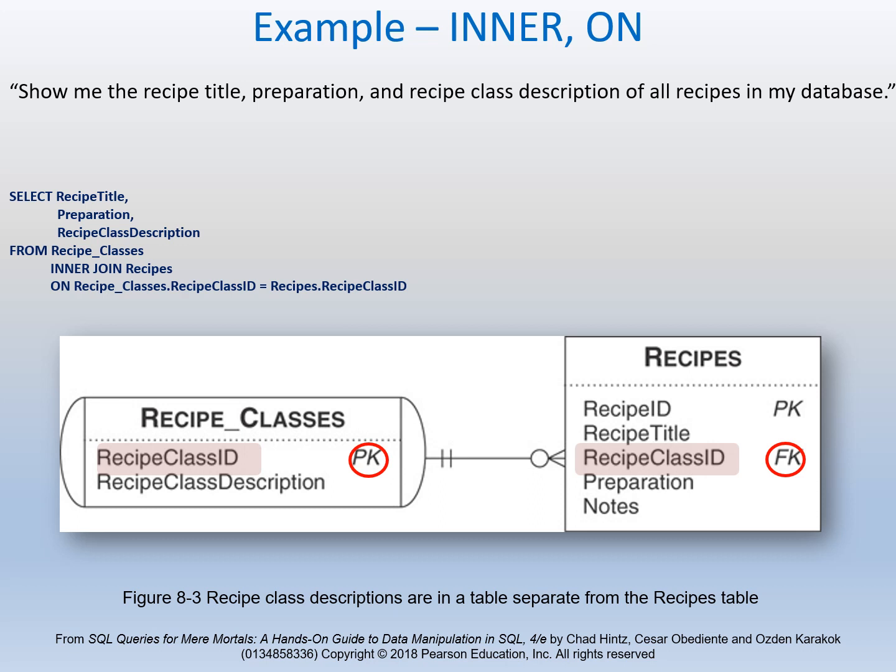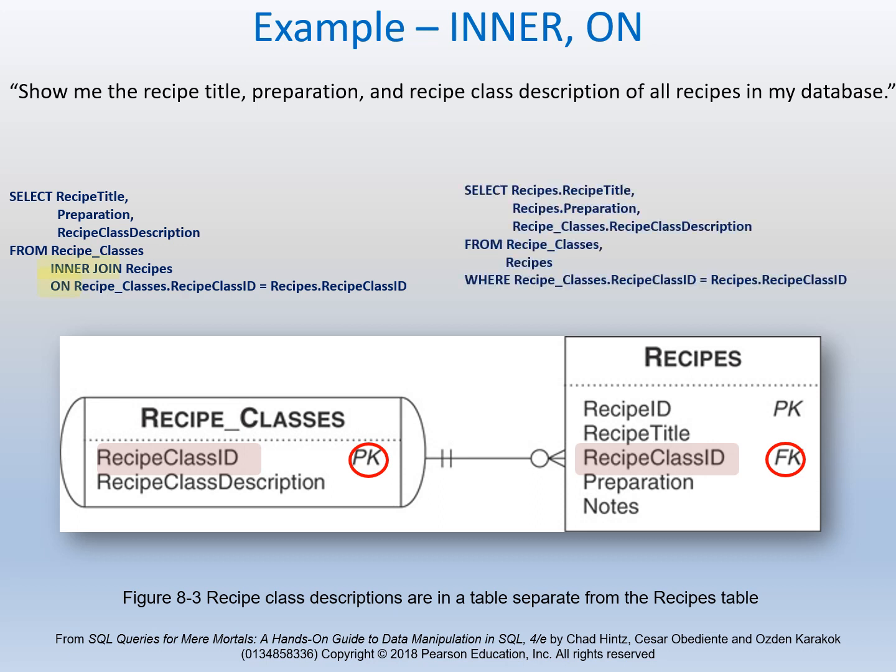Those are the 3 columns that satisfy the query request from, and this is where it is different from what we have been doing previously, from table, inner join table, from recipe classes, inner join recipes. That is where we specify our inner join. The next clause is on recipe classes dot recipe class ID equal to recipes dot recipe class ID. That is our join condition between the primary key and the foreign key.